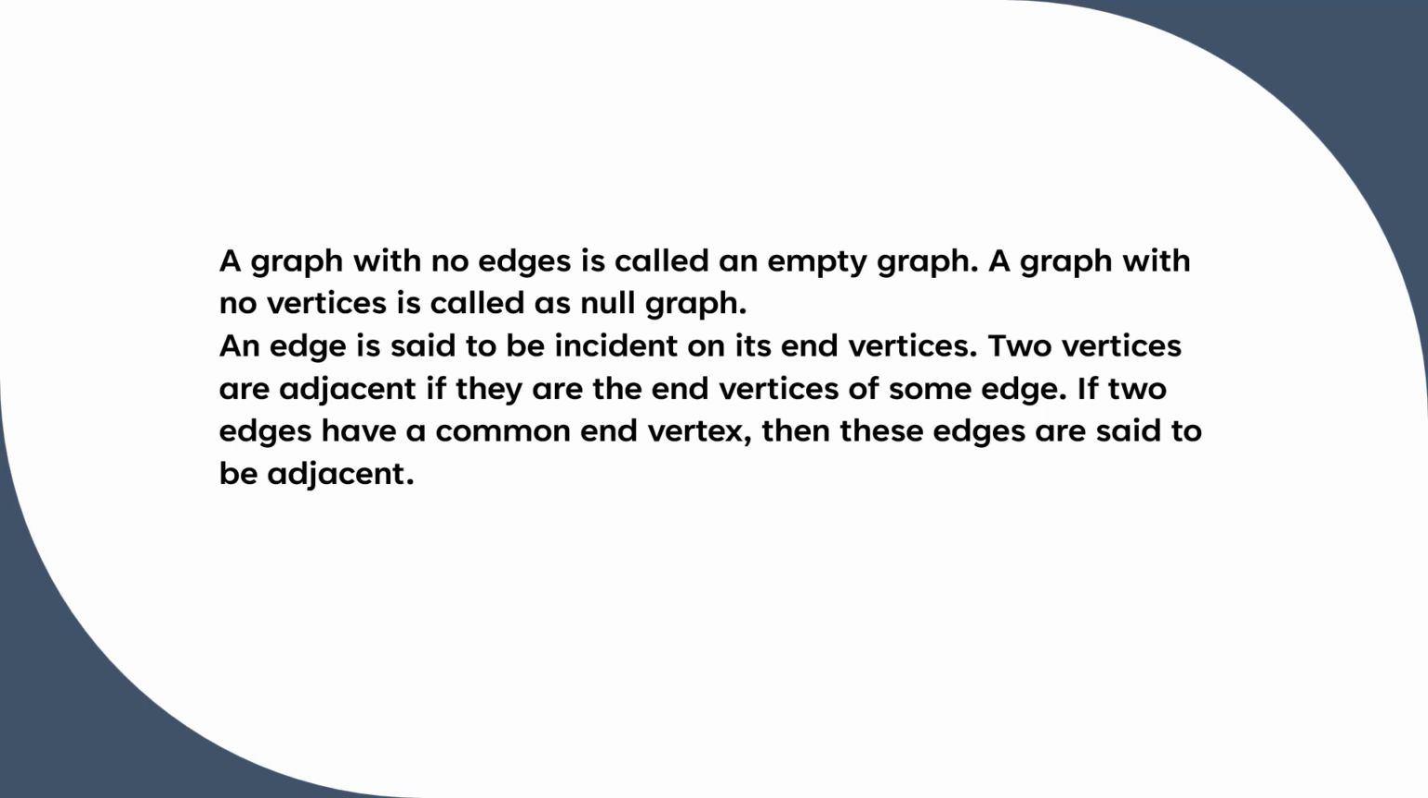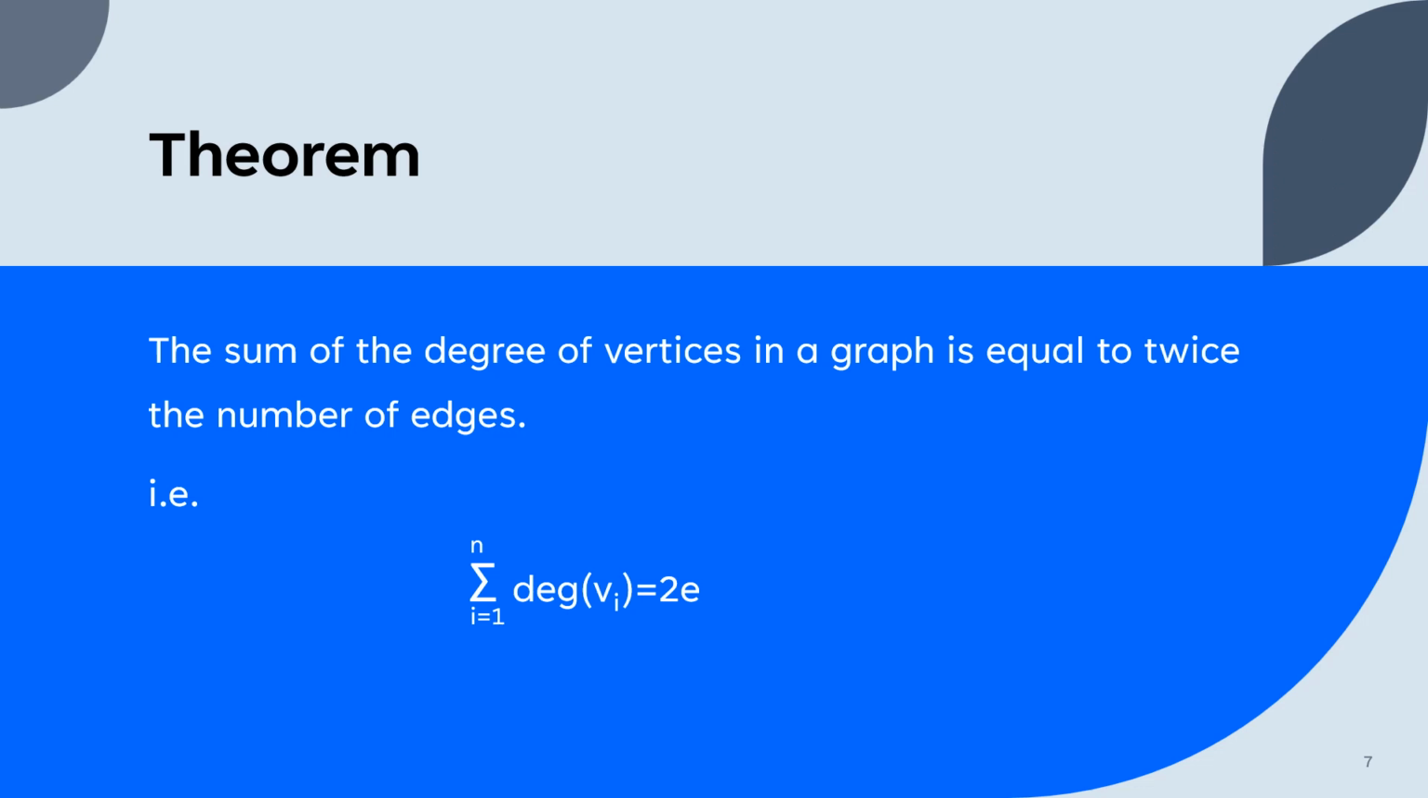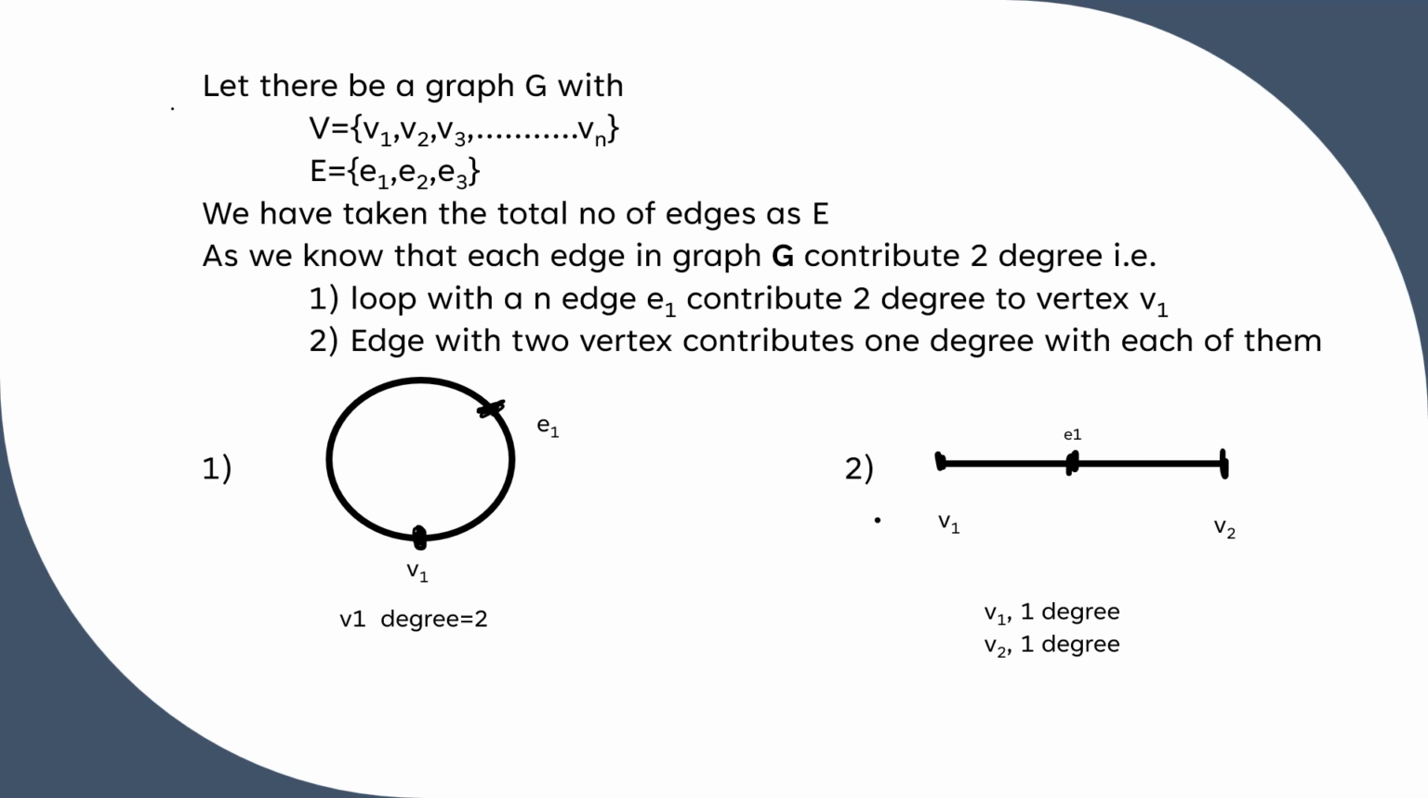So, moving on to the very first theorem of graph theory, it says that the sum of degrees of vertices in a graph is equal to twice the number of edges. That is, the summation of degree Vi is equal to 2e. So let's see how it's proved. Let there be a graph G with set of vertices V = {V1, V2, V3, ... Vn}, and set of edges E = {E1, E2, E3, ...}. We have taken the total number of edges as e.